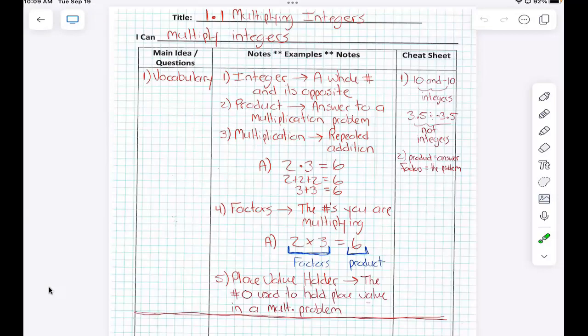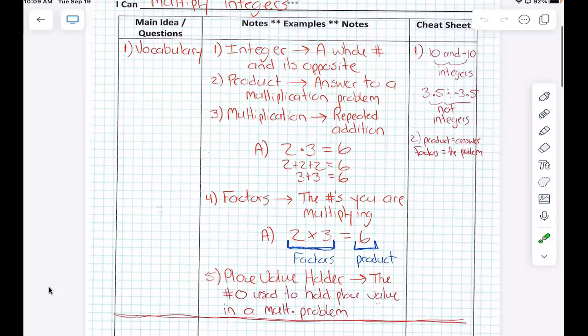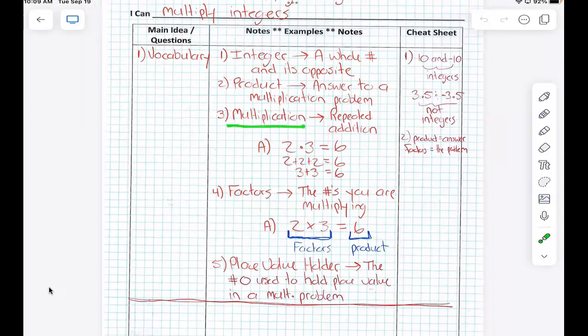Ladies and gentlemen, on our first main idea we did 5 vocab words. Our first vocab word was integer. And we said an integer is a whole number and its opposite. So when I ask you those questions, you're answering them, right? Okay, cool. We also talked about multiplication. We said multiplication was what? Repeated addition. It's repeated addition.